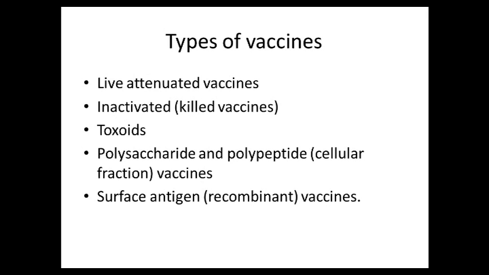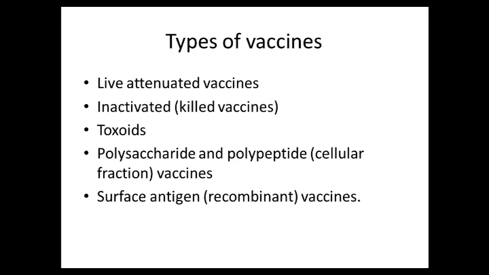The third variety is toxoids, when we inactivate the toxin produced by the bacterium or virus. The point to remember here is that toxoids are effective only against the toxin produced by the bacterium or the virus and not against the organism itself. The next variety is polysaccharide and polypeptide or cellular fraction vaccines, whereby, as I mentioned, we use part of the organism. So either the capsule or the cell wall can result in different types of vaccines like this.